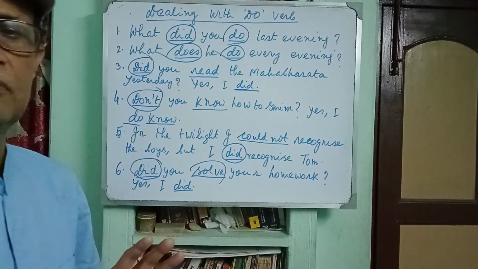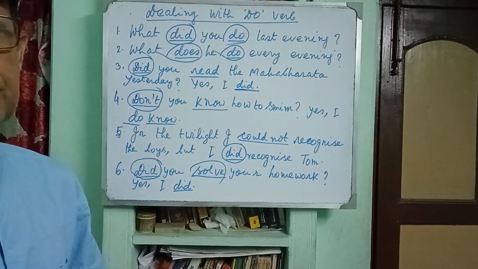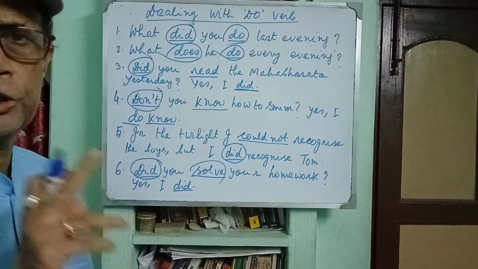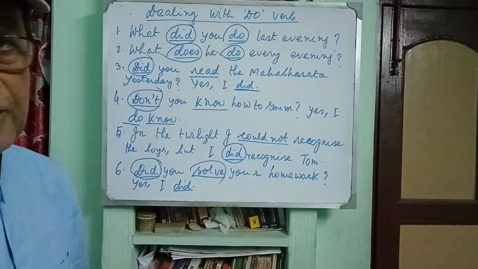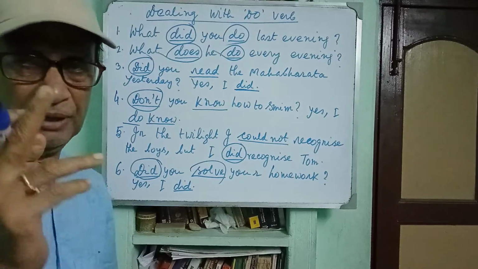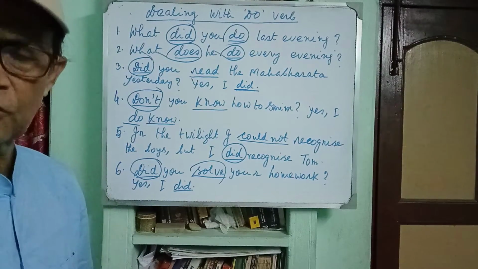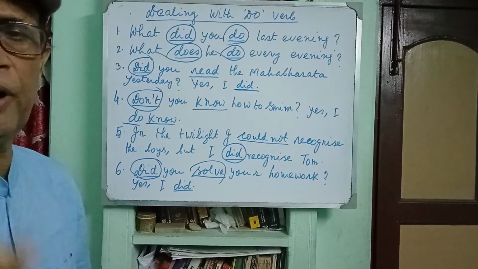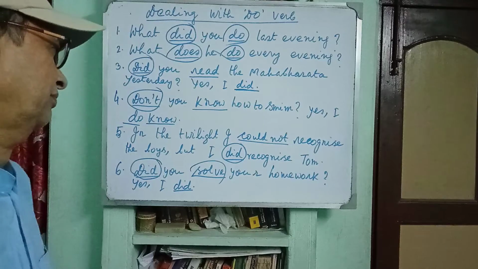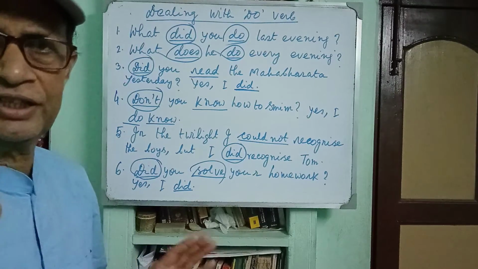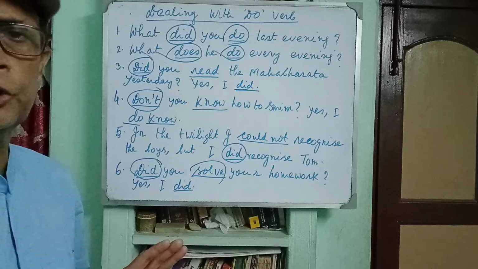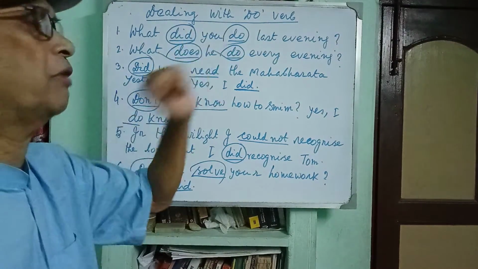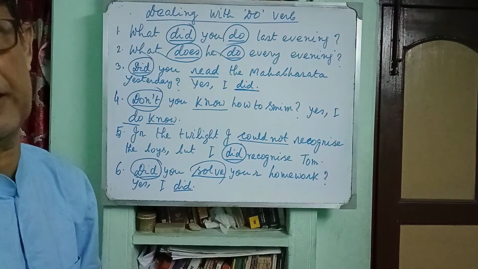So I can come to the conclusion that do can be used as auxiliary verb, do can be used as principal verb, do can be used to give emphasis or stress, do can be used to avoid repetition. Clear? These are the uses of do. So I have given the name dealing with do verb, and it is basic English grammar.